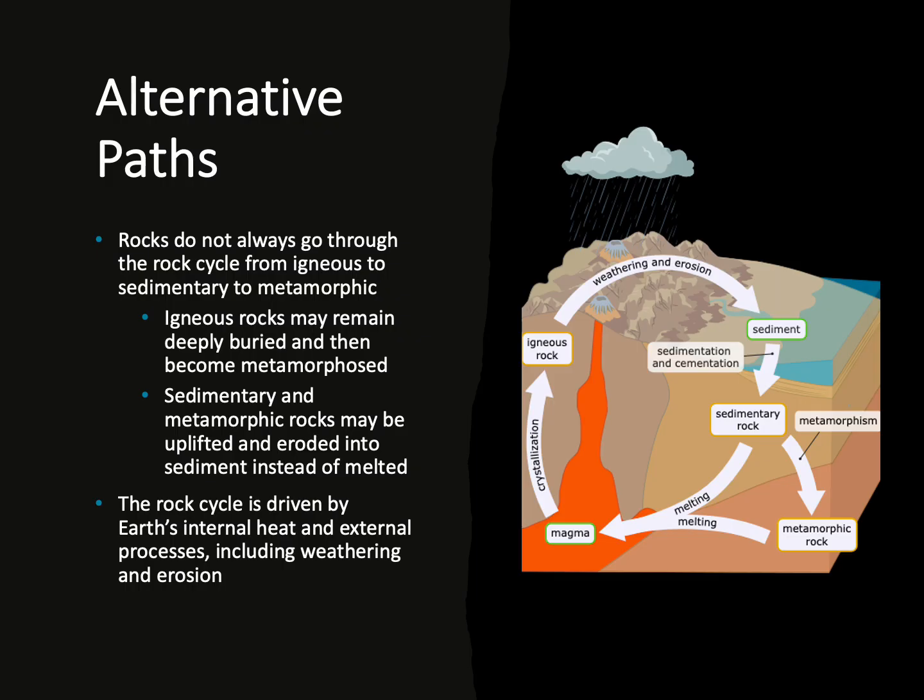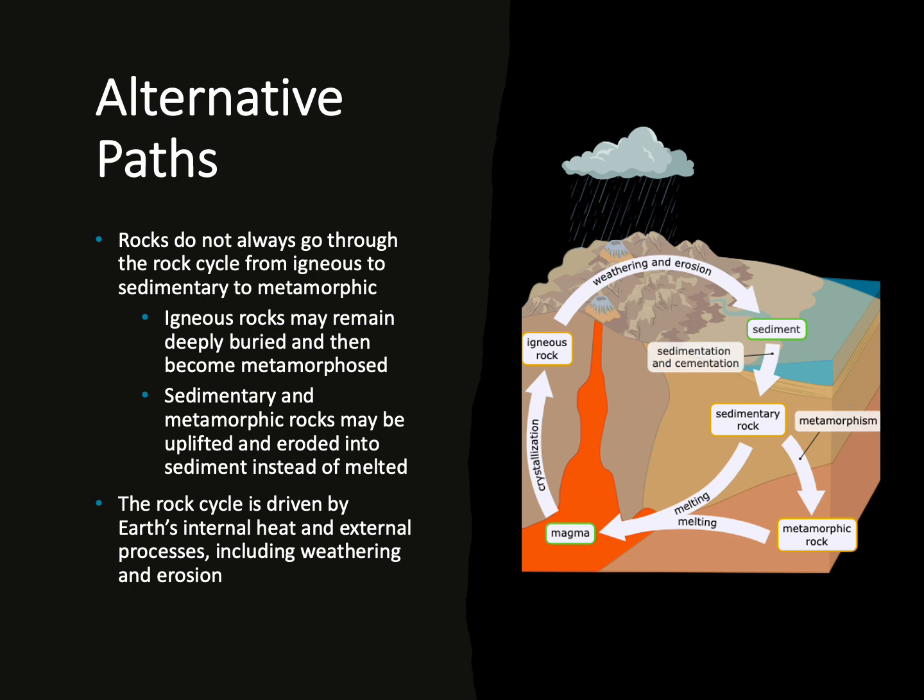But unlike a lot of what we've been taught in middle and high school, the rock cycle does not have to follow that exact step. As long as we have igneous rocks forming from lava or magma, sedimentary rocks forming from sediment and lithification, and metamorphic rocks forming from heat and pressure, we can transform any type of rock into any other type of rock.